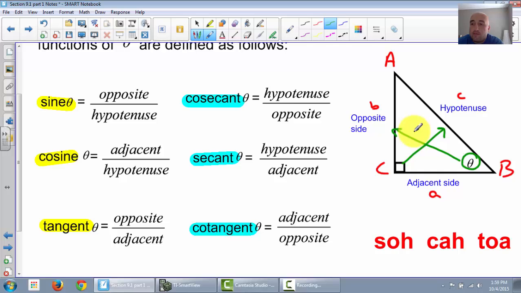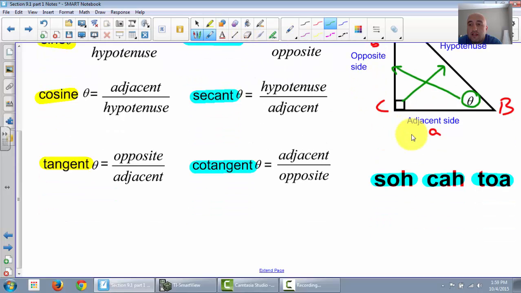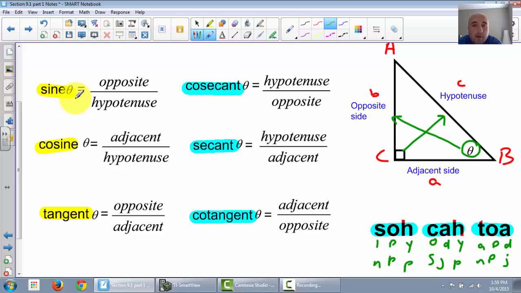So the easy way to remember this is called SOHCAHTOA. Okay, so down here at the bottom right corner, we have SOHCAHTOA, S-O-H-C-A-H-T-O-A, and that's the easy way to remember sine, cosine, and tangent. All right, so sine is the opposite over the hypotenuse. Cosine is the adjacent over the hypotenuse, and tangent is opposite over adjacent. So that's how we remember it.